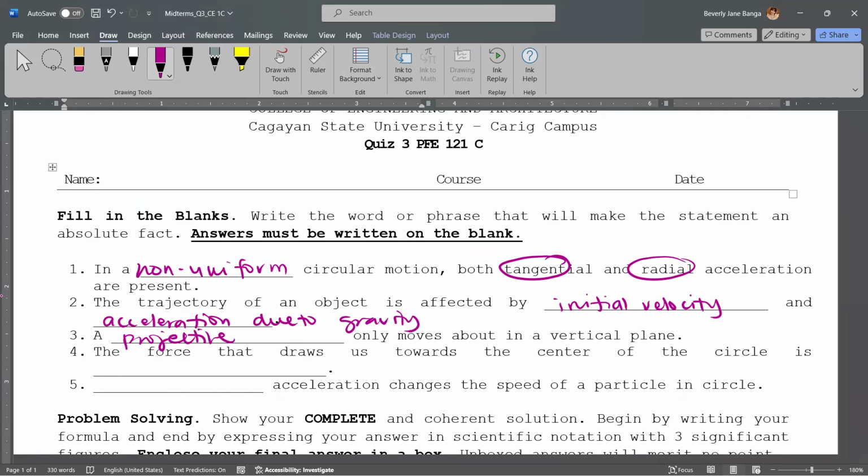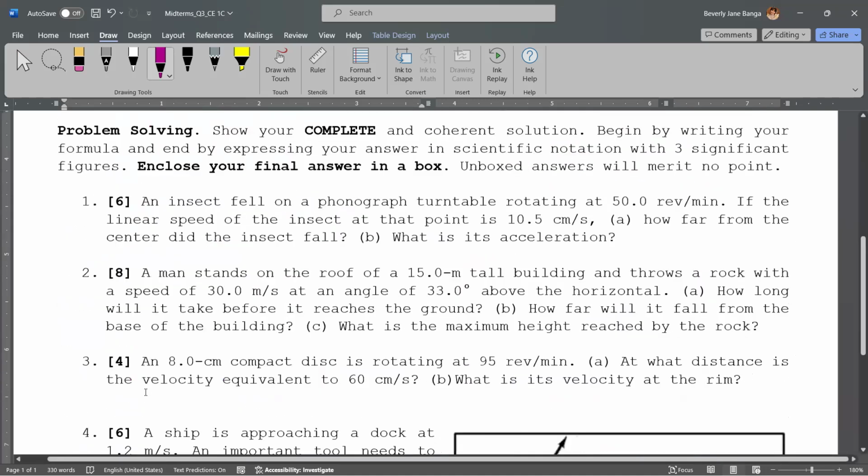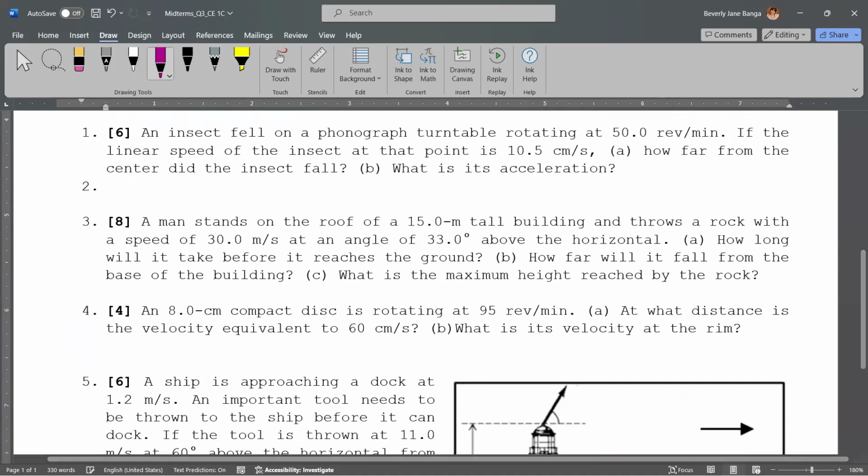The force that draws us towards the center, this is simply centripetal. And blank acceleration changes the speed of a particle, this is tangential. Again class, tangential is speed, radial is direction. So tangential speed, radial direction. You can remember TSRD or RDTS: tangential speed, radial direction. So let's go to the problem solving.